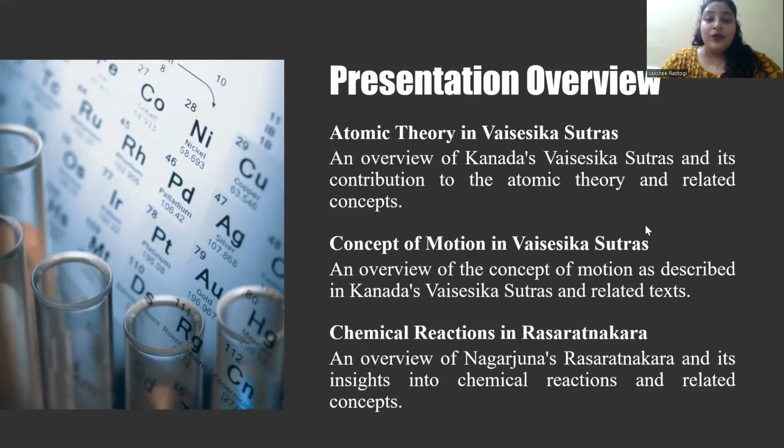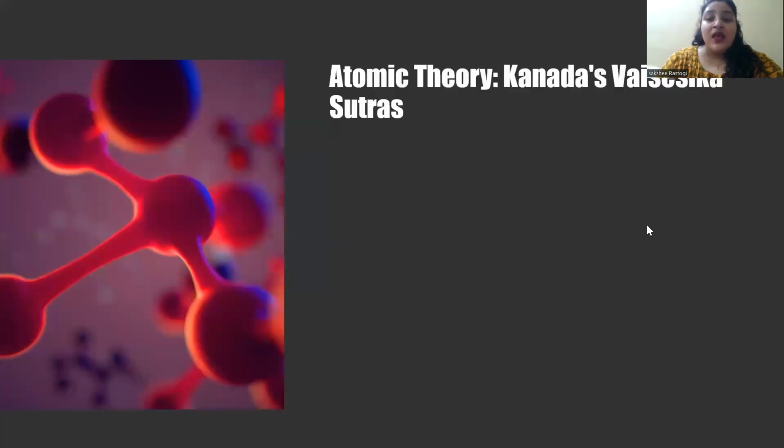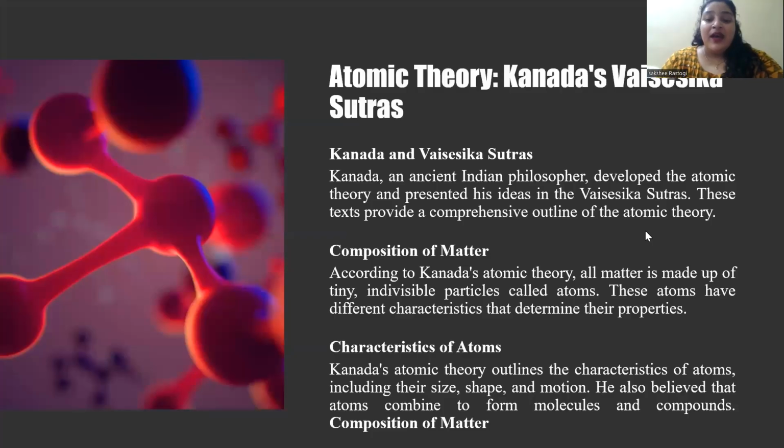Now we will go through atom theory in the Kanada Vaisheshika Sutras. So here are some key points about atom theory. See, the substances are conceived as nine in number, as they have real objective existence. The nine substances are Prithvi, which is earth, Ap, which is water, Tejas, which is fire, Vayu, which is air, Akasha, which is ether, Kala, which is time, Dik, which means space, Atman, which is self, and Manas, which is mind.